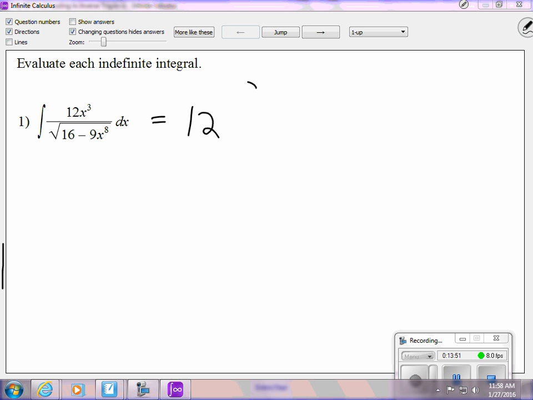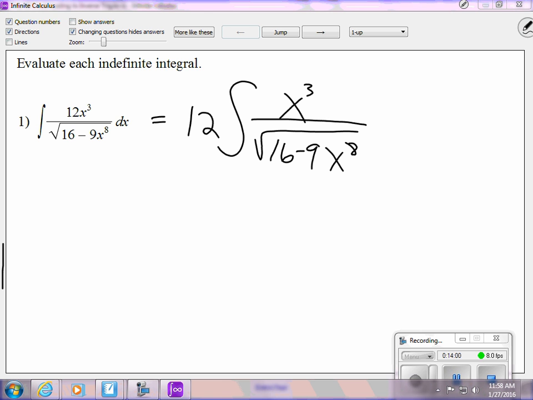All right, so 12 times the antiderivative of x cubed over the square root of 16 minus 9x to the 8. Let's see if we need to use inverse trig or not. You look at what's inside here in the denominator, and if this is my u, what power of x would I need in the numerator? 7. I would need x to the 7th. Not enough x's. So I am going to have to use inverse trig.